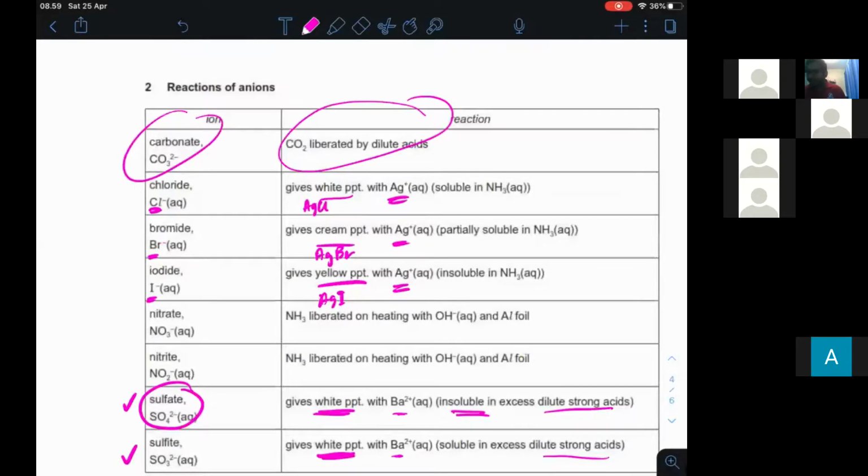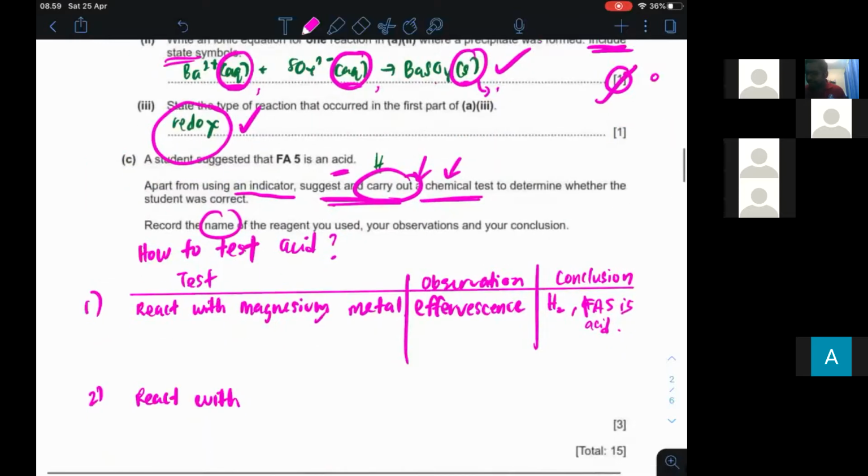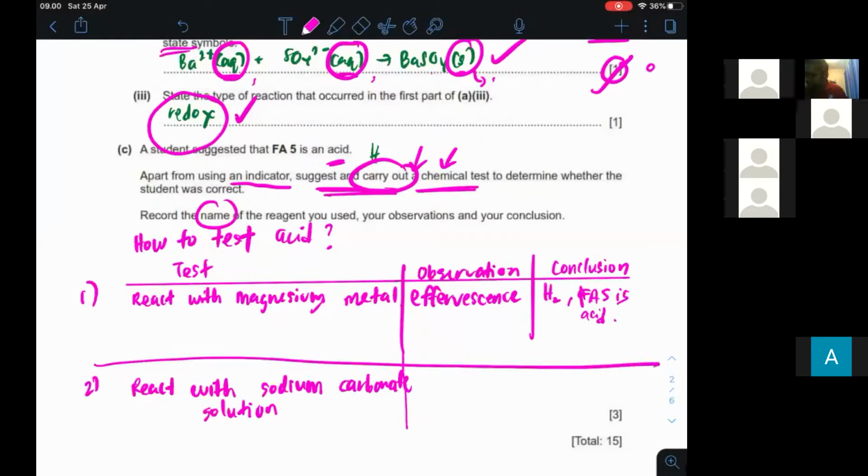Carbonate. Yes, you have to react with a carbonate. So maybe I'll react with sodium carbonate. So what will you see? Your observation? Stacy? Gas produced. Yes, but I told you, you do not write gas is produced. Effervescence is seen. You must write it like this. Effervescence is seen, and then the conclusion.